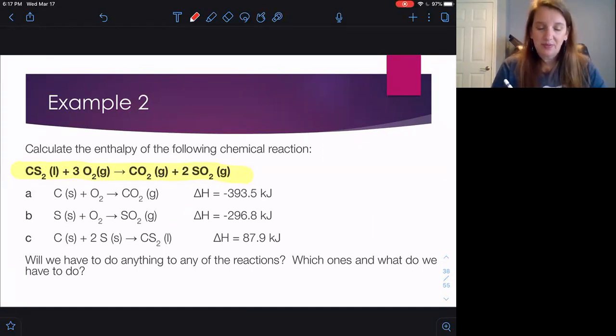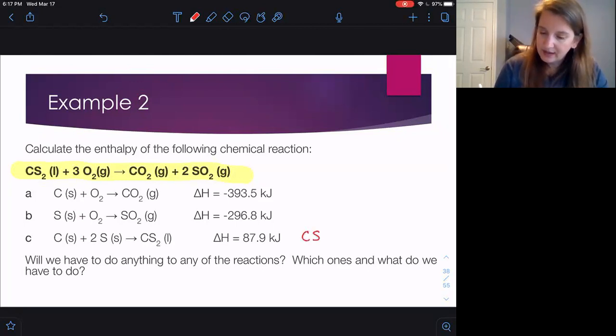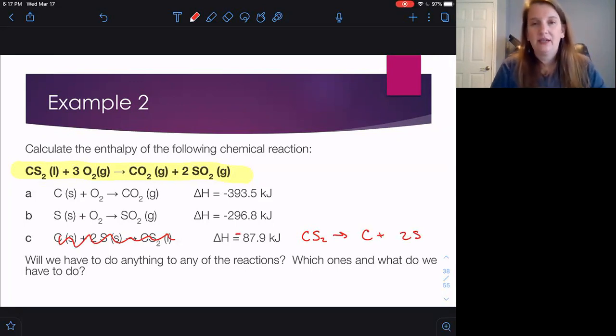So that means step C is going to have to get flipped so that CS2 ends up on the reactant side. So I'm going to go ahead and flip this step. Let me cross this out so we don't get confused. That means I have to change my sign, so that is now negative, okay? Now, I see that O2 has to be a reactant. O2 is a reactant in steps A and B, so that's good. CO2 has to be on the product side, and it's on the product side in step A, so that's good.